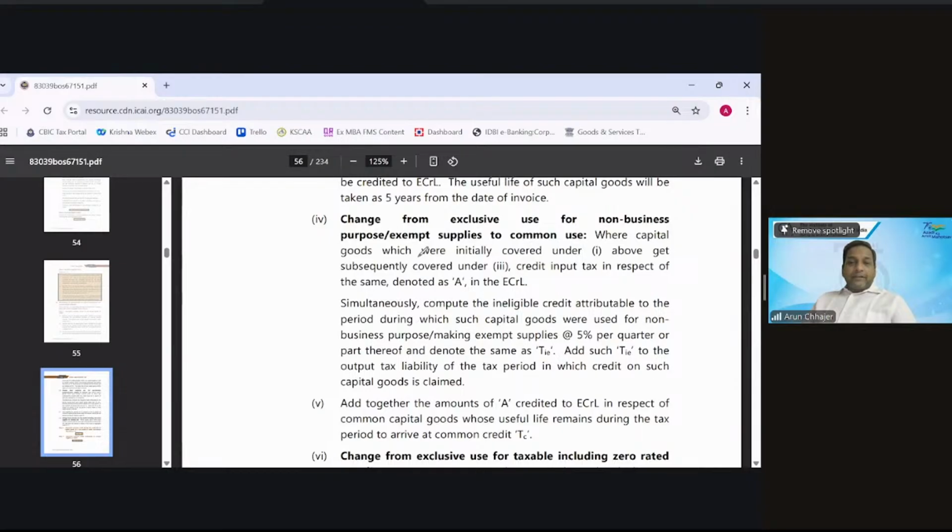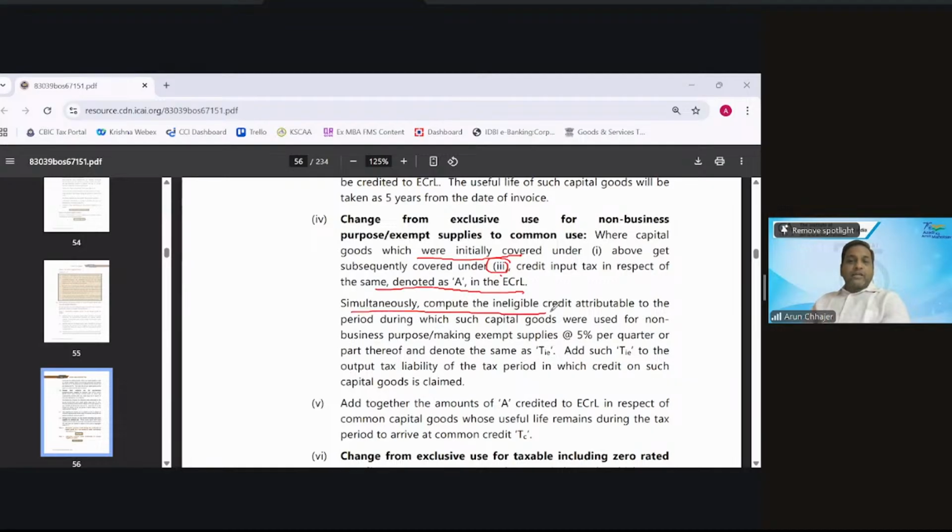Where capital goods initially covered in clause 1, that is exclusively for non-business or exclusively for exempted supply, get covered subsequently in clause 3, then it is commonly used. The same is denoted as A in the credit ledger.